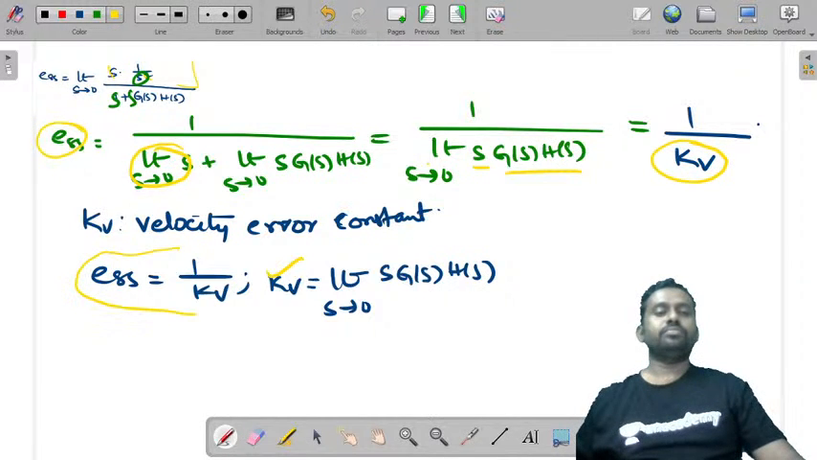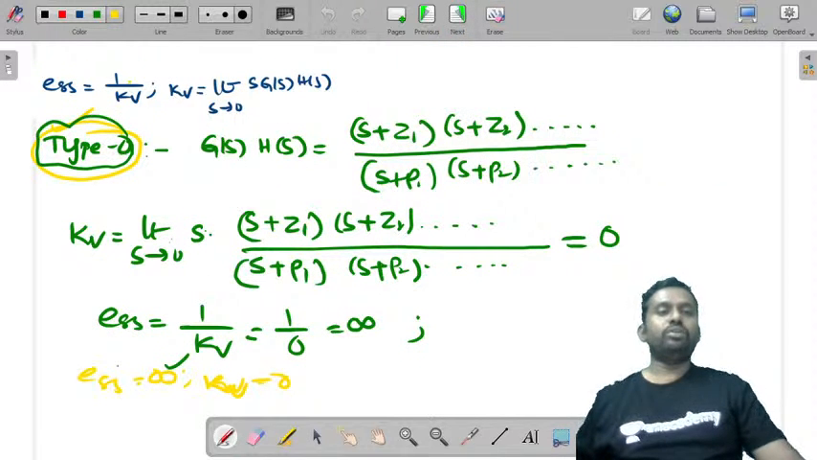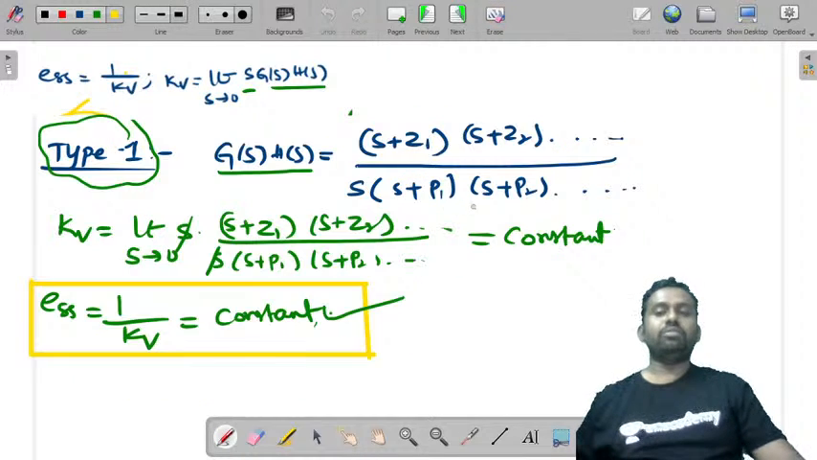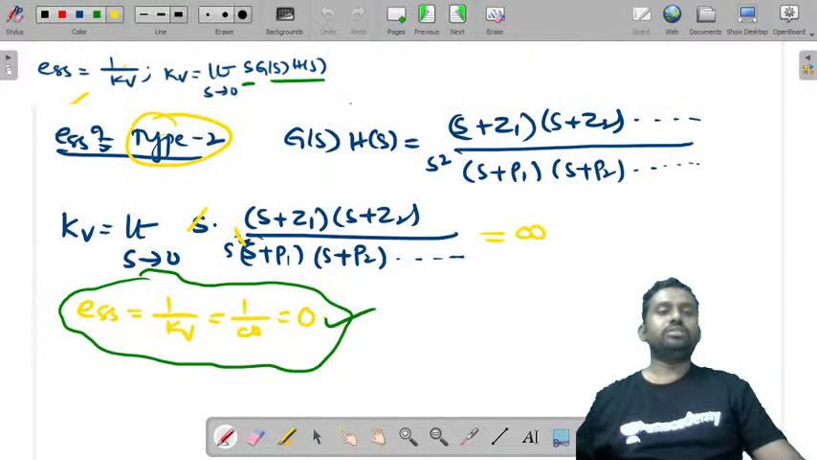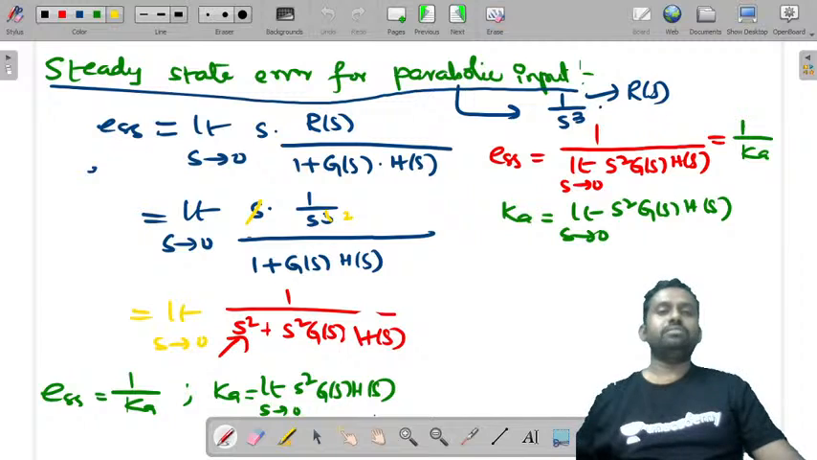Similarly, because g of s and h of s is different for different types of system, kv will change and ess will change. Therefore for type 0 system, kv value will be 0 and ess will be infinite. Similarly, for type 1 system, you'll get constant values of kv and ess, and for type 2 system, you'll get the reverse, infinity and 0. And similarly, we have done the steady state error for the parabolic input, as we have done for the step and ramp inputs.